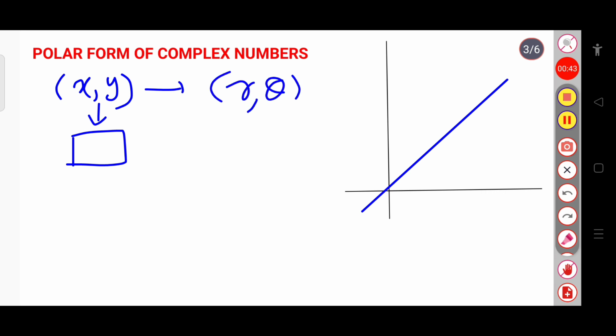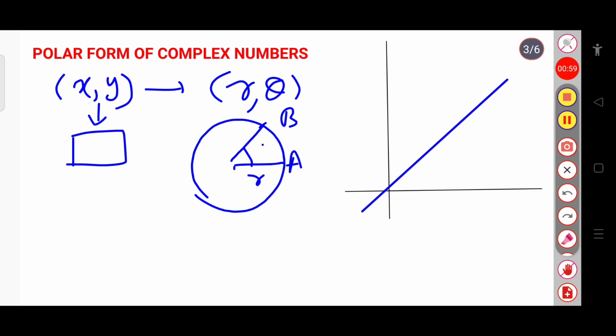R comma theta means, for example, that we consider a circle having radius r, and suppose we are travelling from point A to point B so that it makes an angle theta. Then the relation between r and theta is how I am going to convert this Cartesian coordinate system to the polar coordinate system.